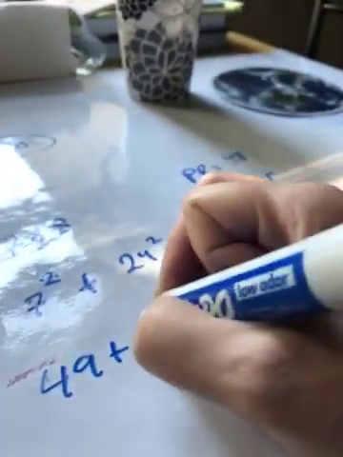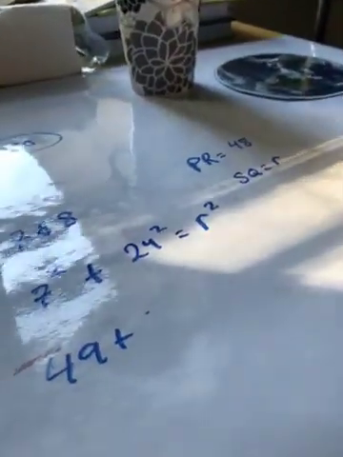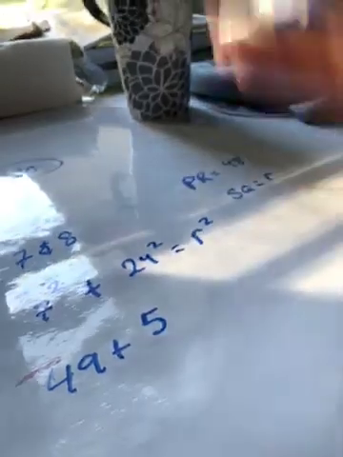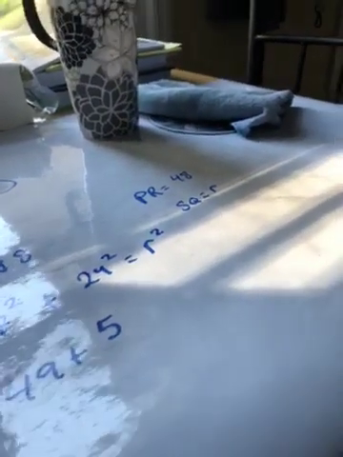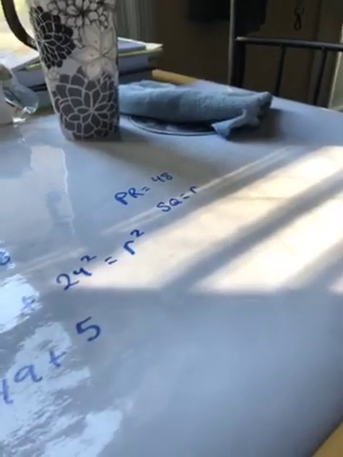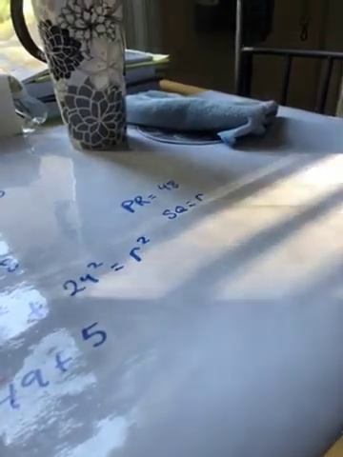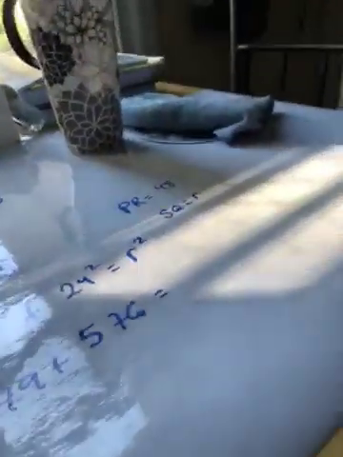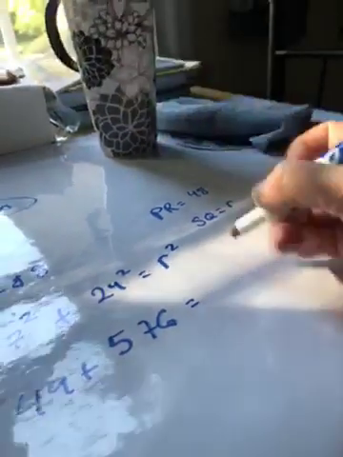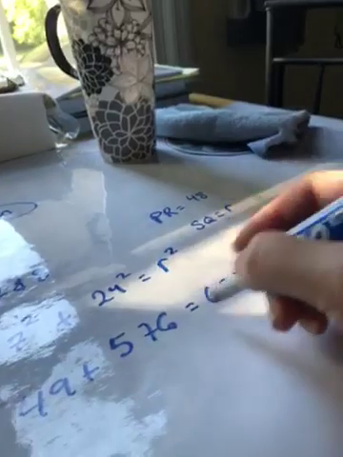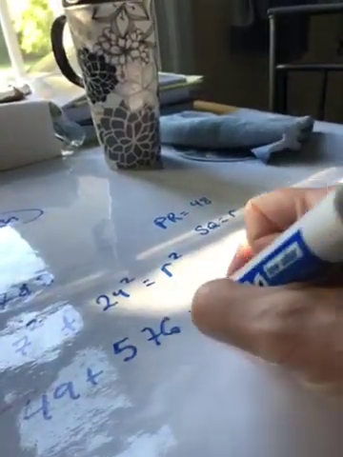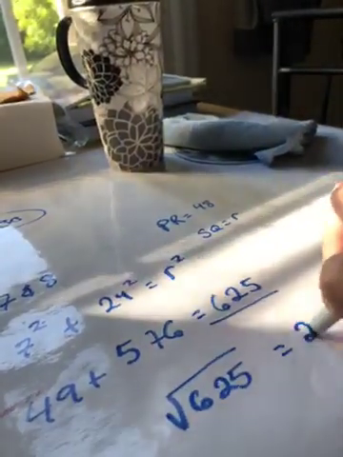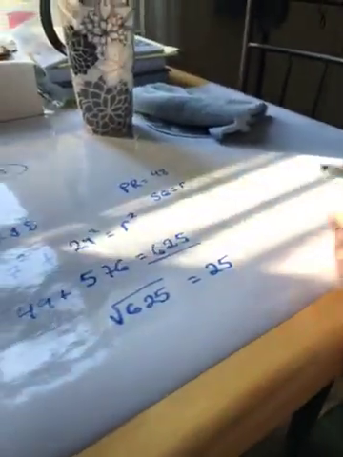So 49 plus 24 squared. It's 576, I almost said 96. Don't ask why. All right, that gives me 625. And now you just take the square root of 625, which is 25. And you're all done.